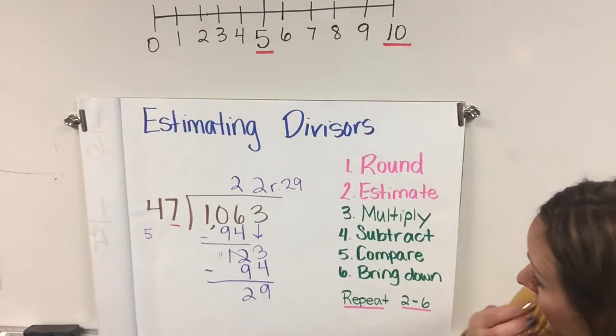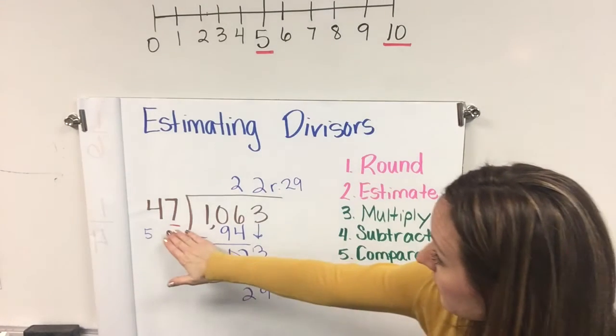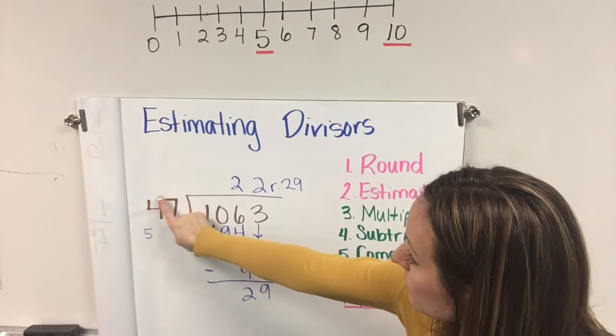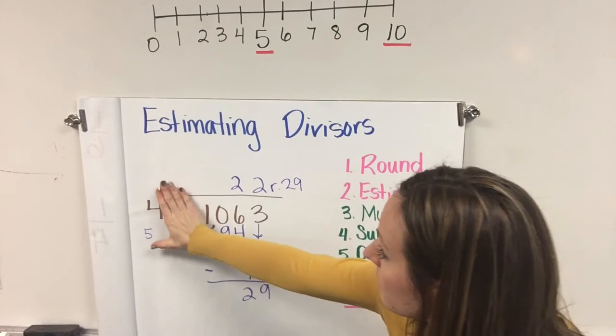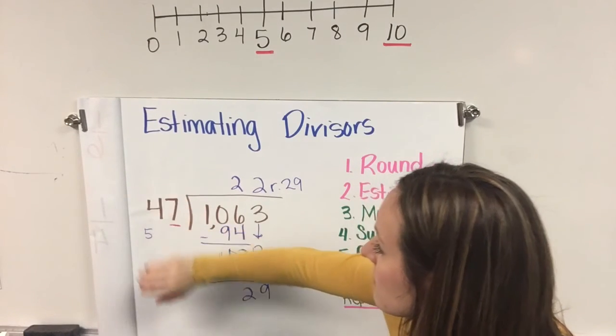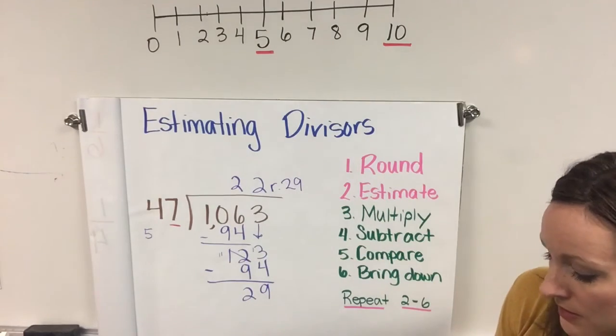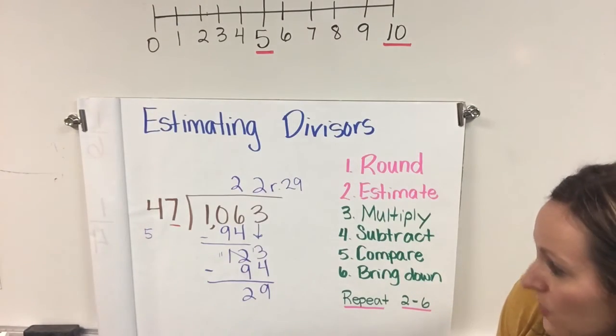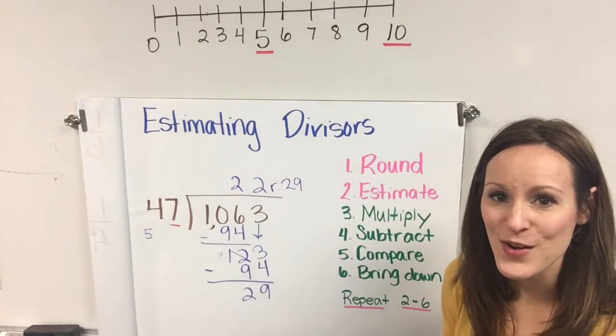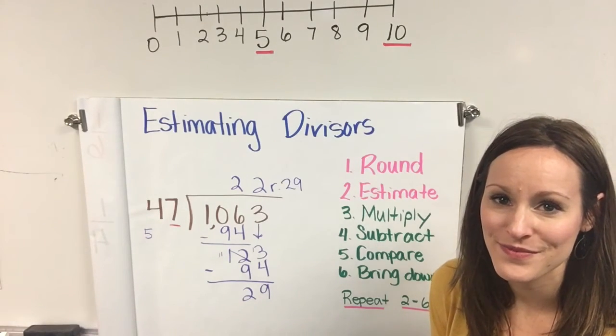So you can see how I took my divisor of 47, rounded it up to 50, and knocked off that ones place and just worked with my 5. I think that makes it a lot easier to do division quickly so that you're not stuck with long numbers and not knowing where to start with your division.